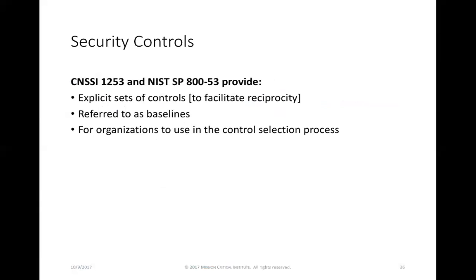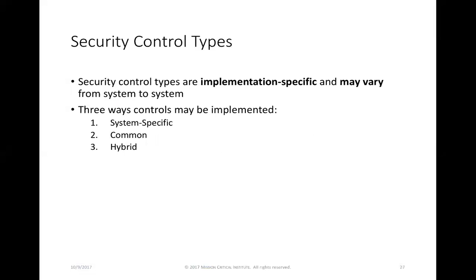Like I said, CNSSI 1253 and NIST 800-53 are the ones that provide the sets of controls, and they're referred to for the baseline, and they're for organizations to use in the control selection process. There's three different security control types that are kind of amplified here.